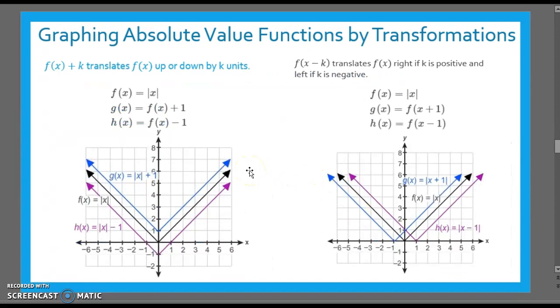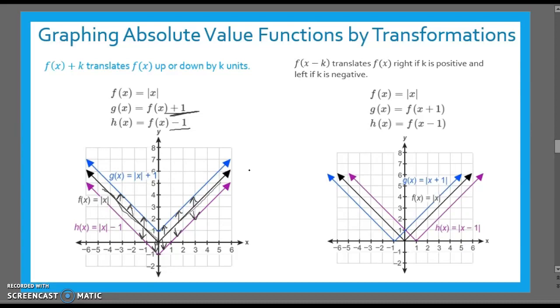So we can also graph them by transformations. Okay, so if I start with my basic absolute value function, my vertex is always at 0, and my lines have a slope of positive 1 and negative 1. Okay, that's our basic parent function. If I wanted to shift it up 1, I would add 1, and every point on there would go up. Okay, if I wanted to move it down 1, I would subtract 1, and every point would move down 1, over and over again.